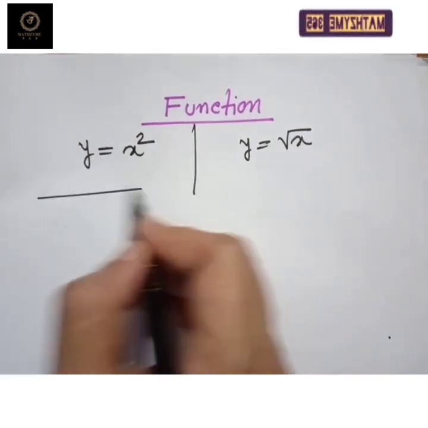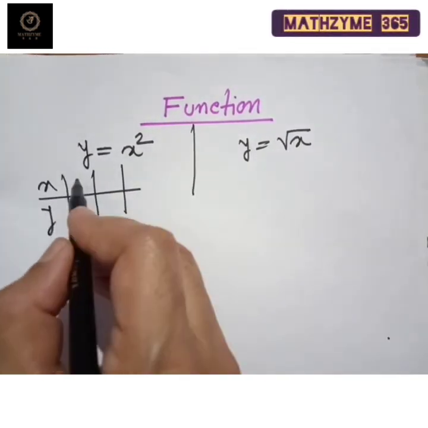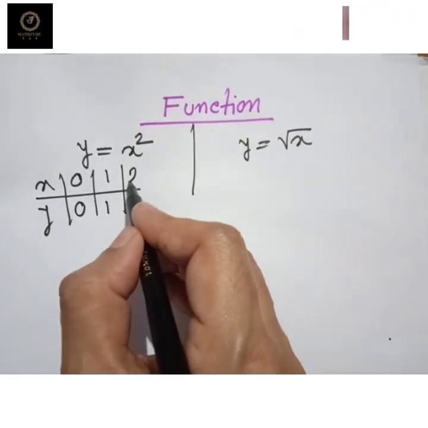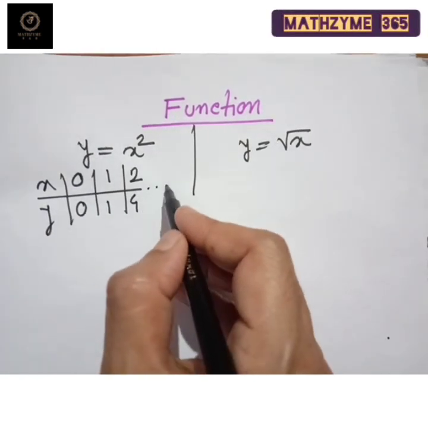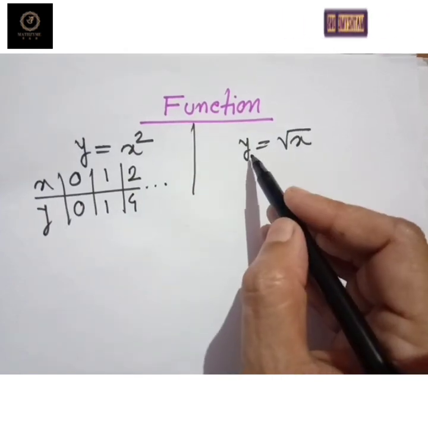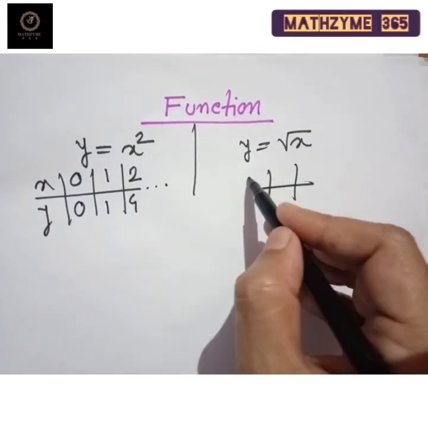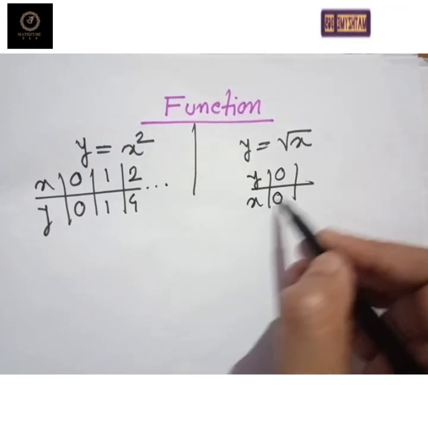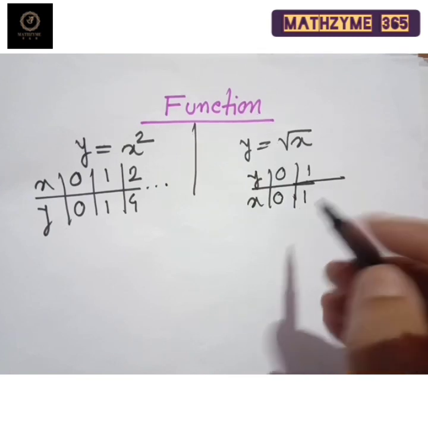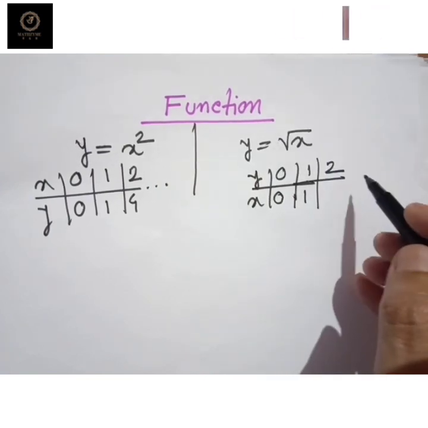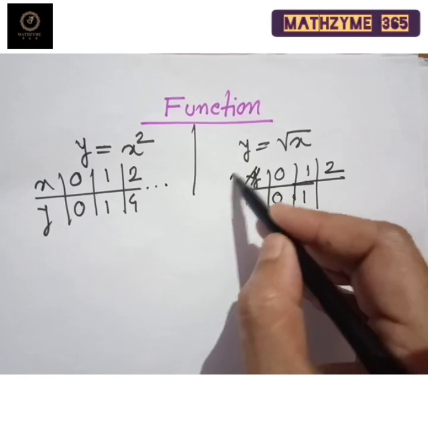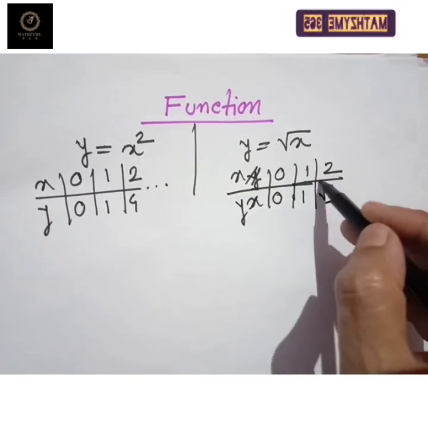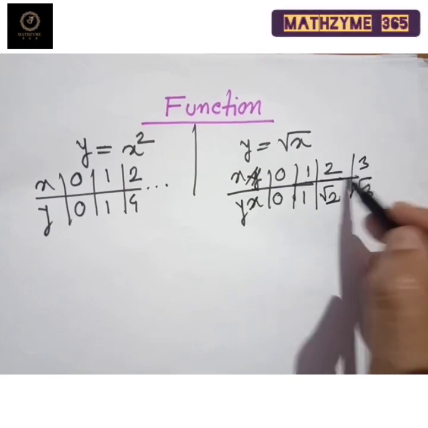Here the solution set for y equals x squared is, for x equals 0 you get y equals 0, for x equals 1 y equals 1, for x equals 2 y equals 4, and so on. Also the solution set for y equals root x is x equals 0, y equals 0, x equals 1, y equals 1. We take the principal value of square root. Sorry, this is x and this is y. For x equals 2, y equals root over 2. For 3, root over 3.